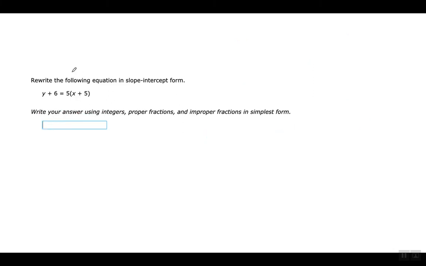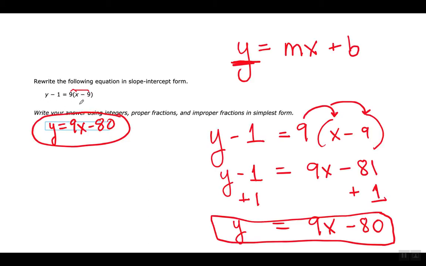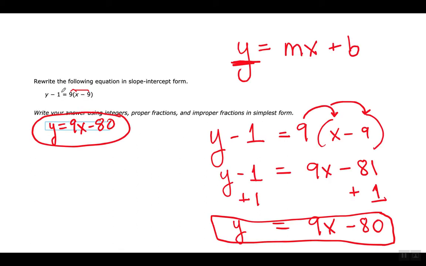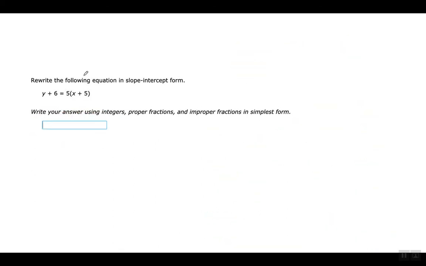Let's look at the next one. Okay, as you can see, it's the same exact form. It's the same style as this one over here, just with different numbers, okay? Este problema es el mismo estilo que este problema que acabé de hacer, all right?